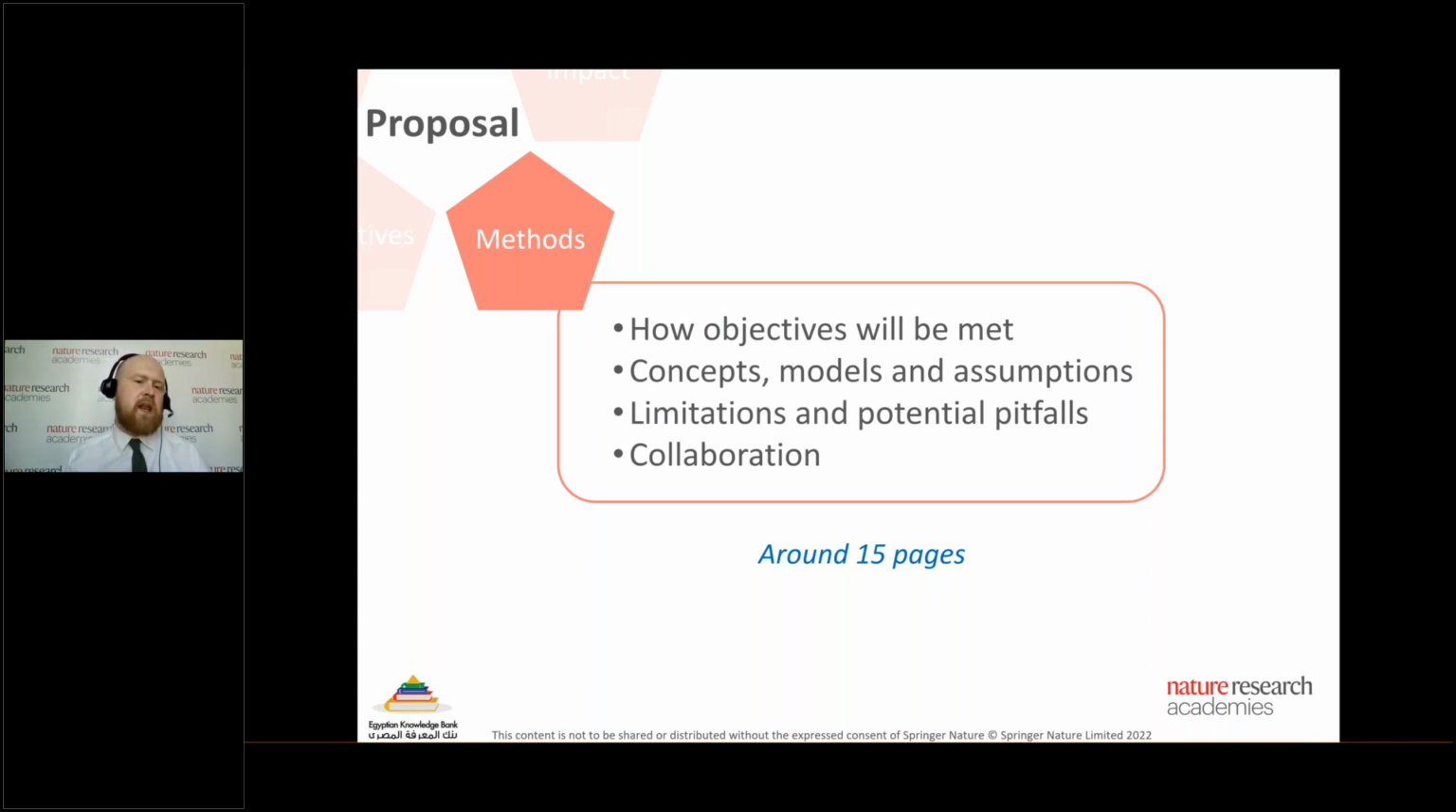Also consider collaboration as a key point of this section. Are there perhaps some methods and techniques that you're not familiar with, but your collaborators are going to be focused on? At this point in your proposal, it's useful to highlight who will be responsible for implementing various different methods to ensure that the grant reviewer has confidence in your proposal.